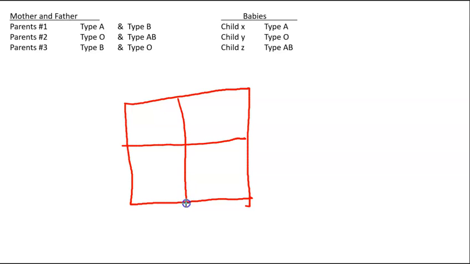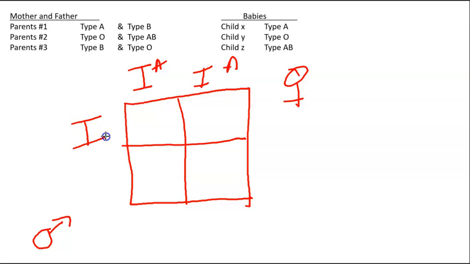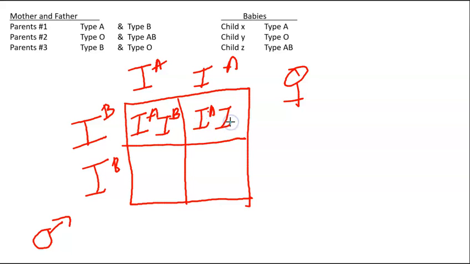Okay, so let me draw my Punnett square. We'll put mom on top here and dad on the side here. Okay, so mom is type A, so we're going to start off with homozygous dominant. She's going to have IA. And we're going to put dad as homozygous dominant as well for type B. So his genotype is IB. Okay, and then we start doing our combinations. So IA, IB here, IA, IB here.